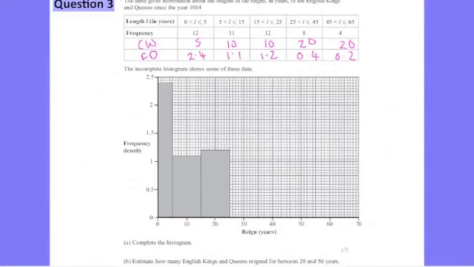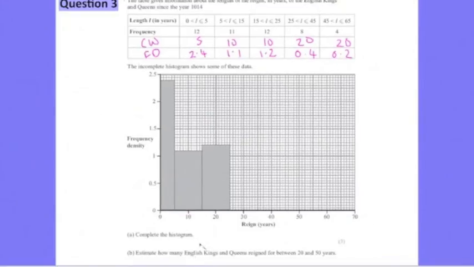First off, here we're looking at from 25 up to 45 and a frequency density of 0.4, across here. And our next bar from 45 to 65 with a frequency density of 0.2. So just to here and across.